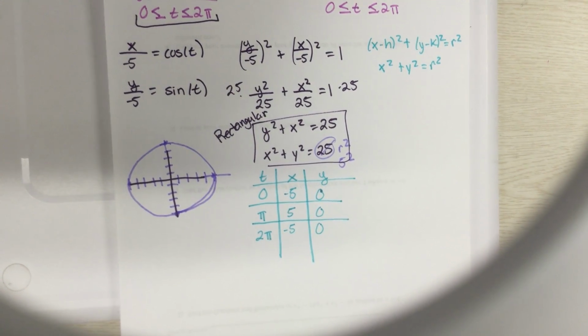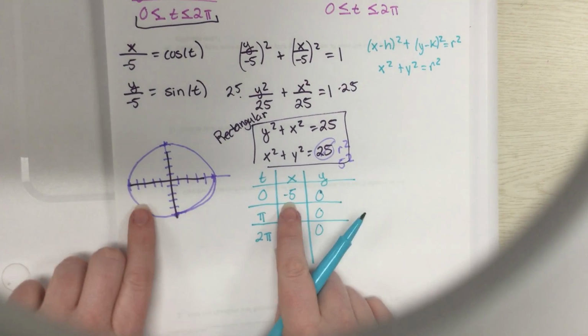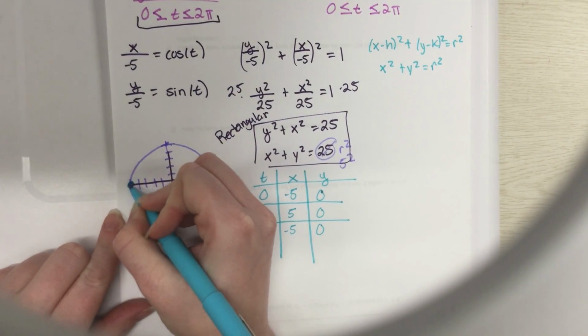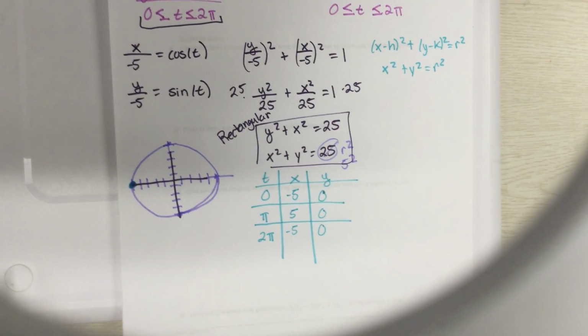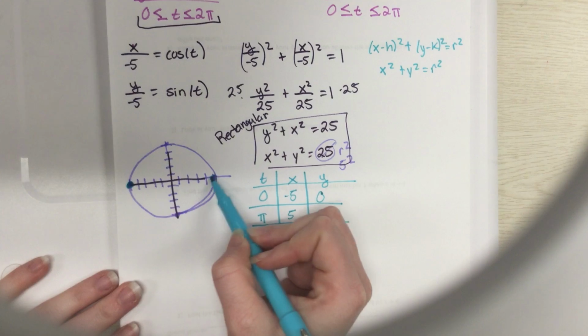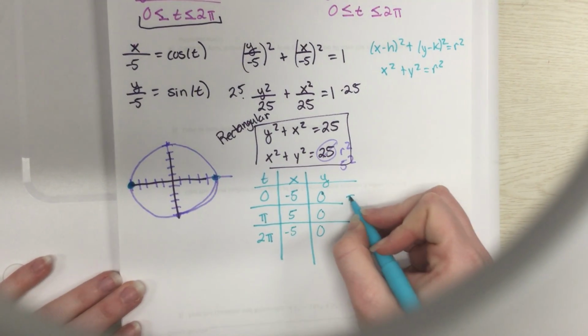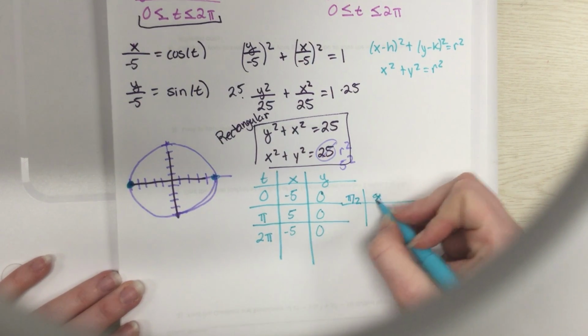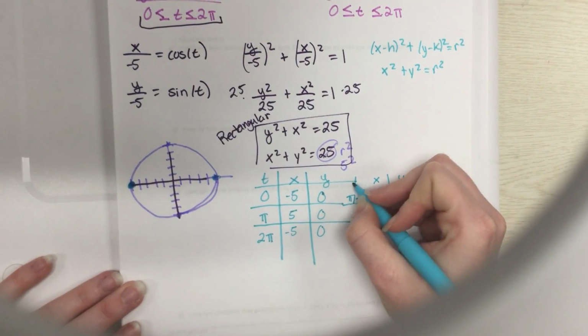One thing I'm starting to notice is we don't really have a good direction. So -5, 0, I'm gonna plot that point. I do know this is where I'm starting, that's my starting point. And I'm gonna go to 5, 0, but do I go this way, or do I go this way? So maybe we should do a pi over 2. x and y, t.